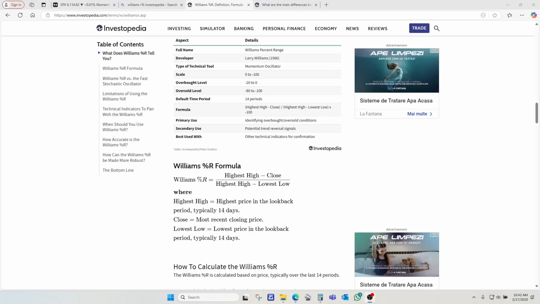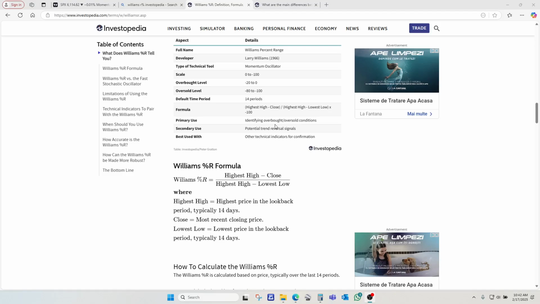Hello, today we will look at the Williams R percentage indicator. So we have here on Investopedia a small definition and description about Williams R percentage. It's basically a momentum oscillator, and it will go from a scale of 0 to minus 100, and it will be used to identify overbought and oversold conditions.